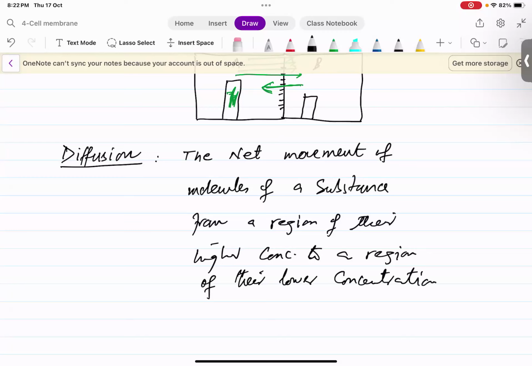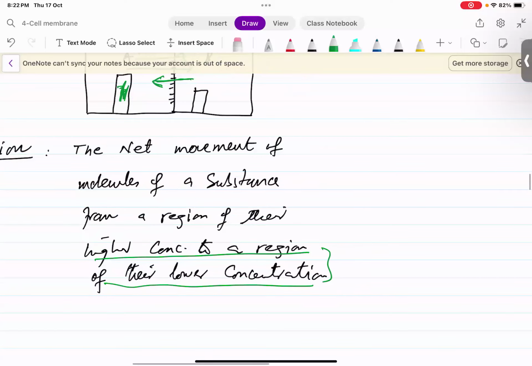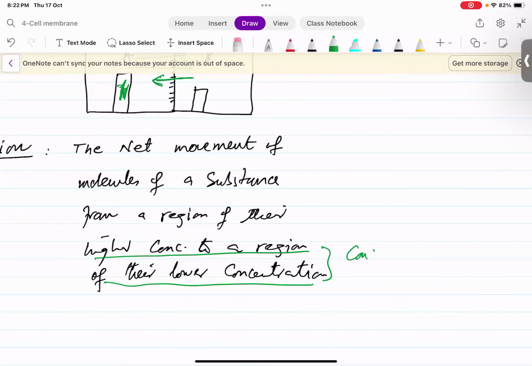Okay, so this difference in the two regions, where there is a high concentration on one side and low concentration on the other side, is known as concentration gradient, or may be known as diffusion gradient.